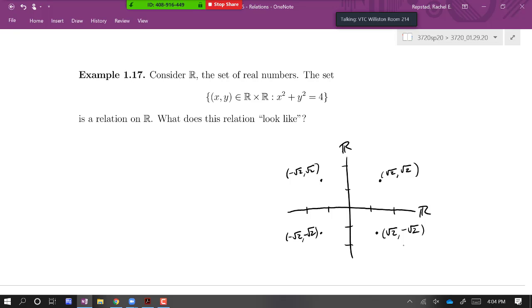Like what if it was, well, certainly there are numbers we could find where, say, x is 0. What would y be? 2, right? 0 is related to 2, and 2 is related to 0. 0 is related to -2, -2 is related to 0. So we get these points here. Maybe this is starting to take shape a little bit.